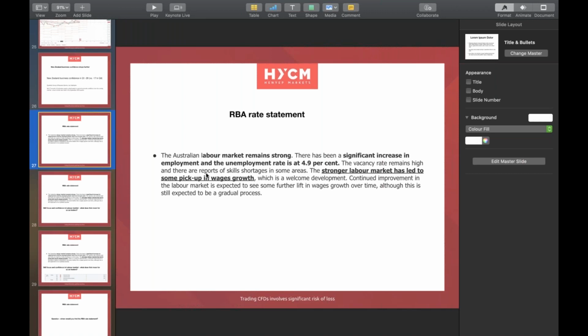The vacancy rate remains high. There are reports of skills shortages in some areas. That means there's going to be stronger wages. The stronger labour market has led to some pickup in wages growth, which is a welcome development. Continued improvement in the labour market is expected to see some further lift in wages growth over time, although this is still expected to be a gradual process.